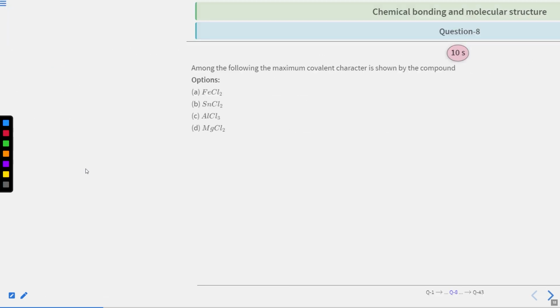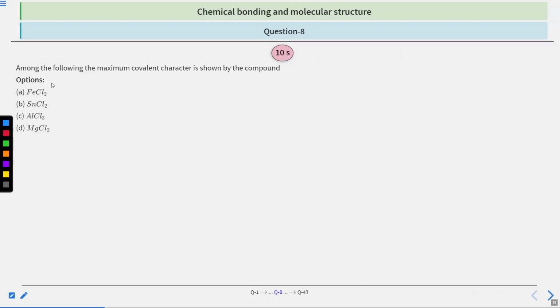So let's move on to question number 8. Among the following, the maximum covalent character is shown by the compound. Options are FeCl2, SnCl2, AlCl3, or MgCl2. You have 10 seconds to solve this question. After that, we will see the answer.